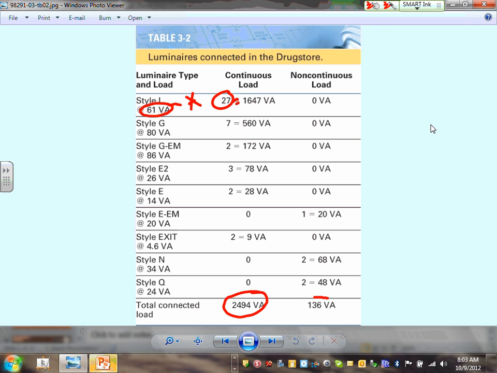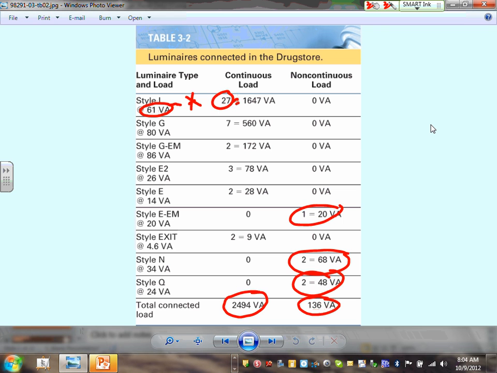Non-continuous load, they're adding the non-continuous load. The reason why they have these as non-continuous load, I think they're emergency lights here. So here's the load that you're going to be sizing at, 2494 volt amp. The reason why I separate continuous and non-continuous load is because you're going to multiply the continuous load by what? 1.25. The non-continuous, what? 100%.